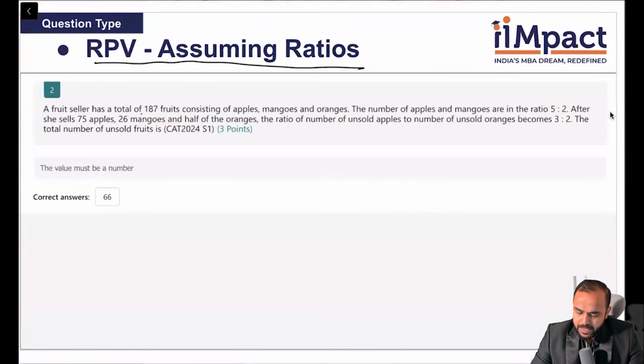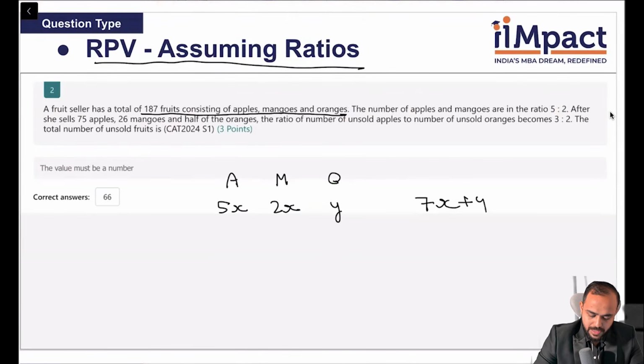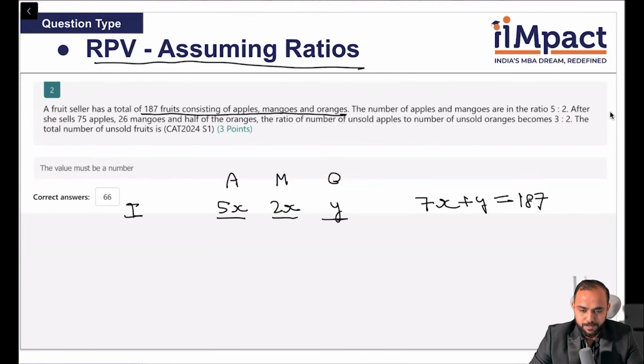A fruit seller has 187 fruits consisting of apples, mangoes, and oranges. The ratio of apples to mangoes is 5 is to 2. So I will write this as 5x and 2x. There is no information given here about oranges, so let me just write it as y. An equation that I directly have is 7x plus y is equal to 187, because these are the total fruits, and this is your initial condition.